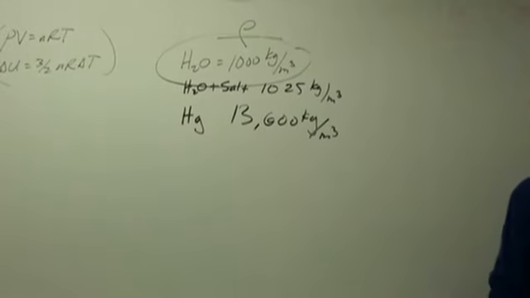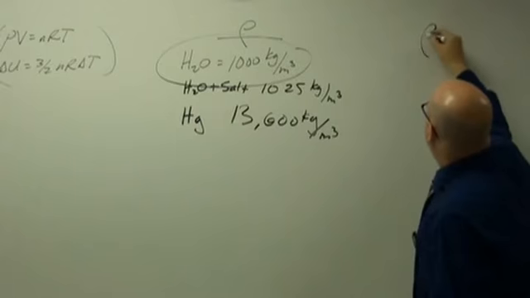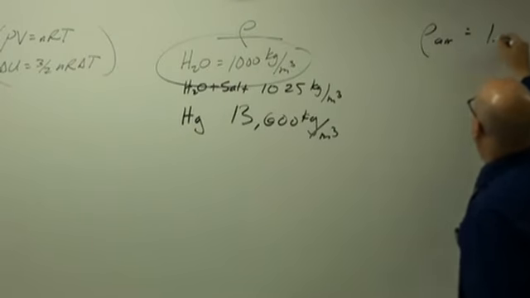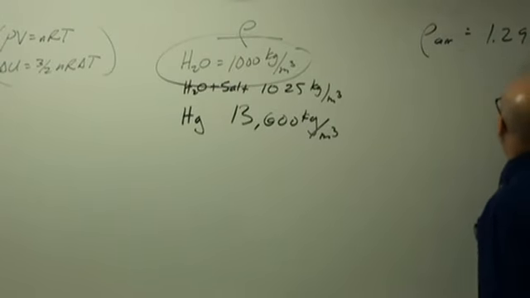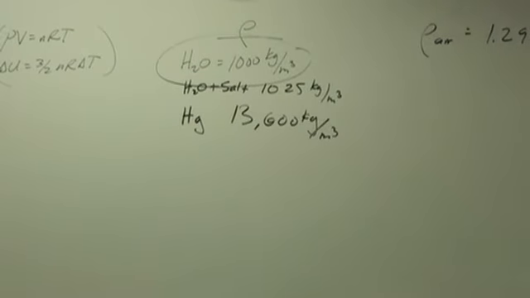Now, density for air is 1.29 kilograms per meter cubed. The only one you have to know, memorize, is water.